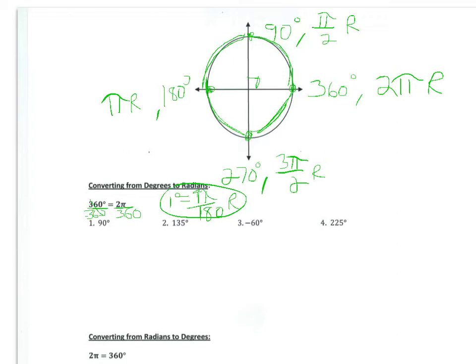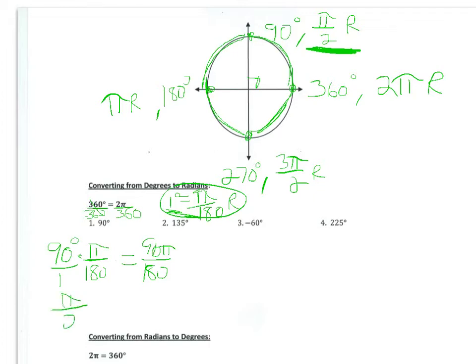Okay, 90 degrees. I established 90 degrees is pi over 2, and I'm going to prove it. Let's say you forget that it's pi over 2. This is what you could do. If 1 degree is the same as pi over 180 radians, then to get 90 degrees, I multiply pi over 180 by 90. It's like saying 90 over 1, so you get 90 pi over 180. And 90 out of 180 is a half, so you still get pi over 2 radians.